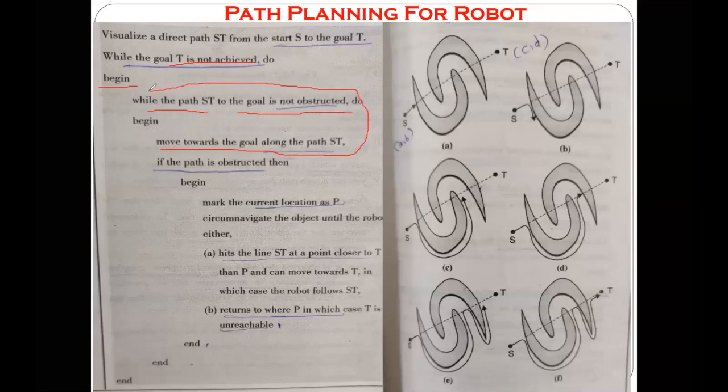First situation: if there is no obstacle in your path, then what will happen? The robot will go directly from this point to this point. Yes or no? Yes, sir. The same thing is mentioned: while the path ST to the goal is not obstructed, do begin the move towards the goal; the robot will move towards the goal along the path ST.